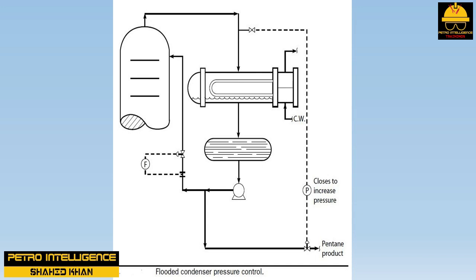The tower top pressure was swinging between 12 and 20 psig. The flooded condenser pressure control valve, shown in the picture, is operating between 5 and 15% open, and hence it is responding in a non-linear fashion. Most control valves work properly only at 20 to 75% open. The problem may be explained as follows.